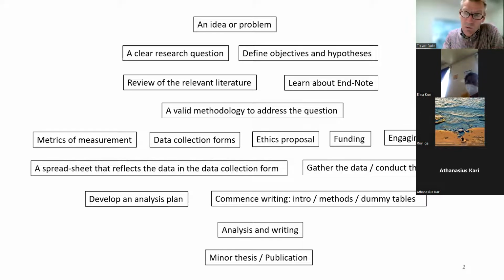You then, from your research question or questions, you may have several questions, then you make up some data collection forms. And the data collection forms have to be able to address your research questions.